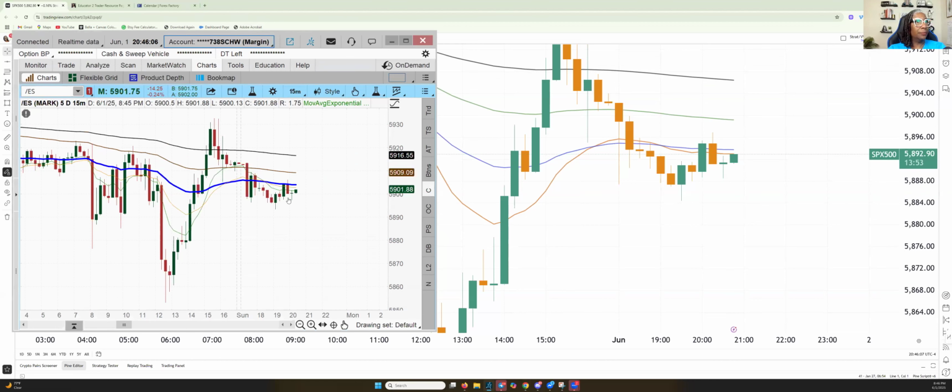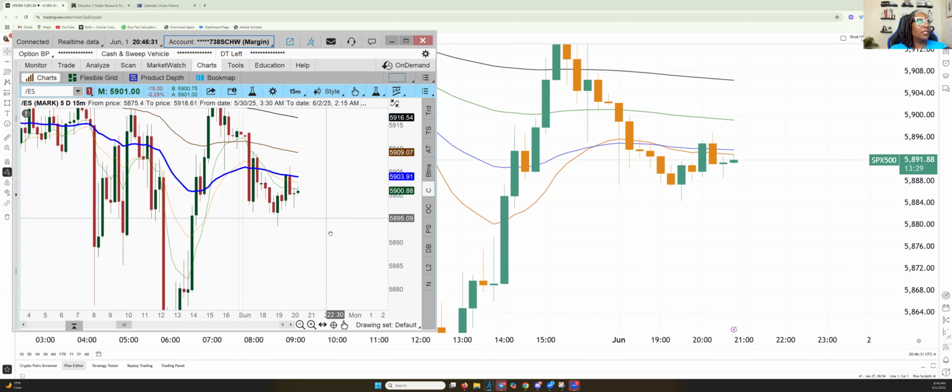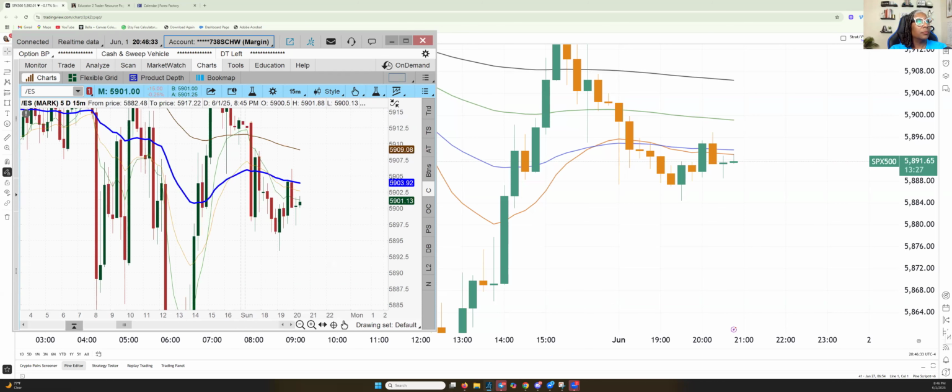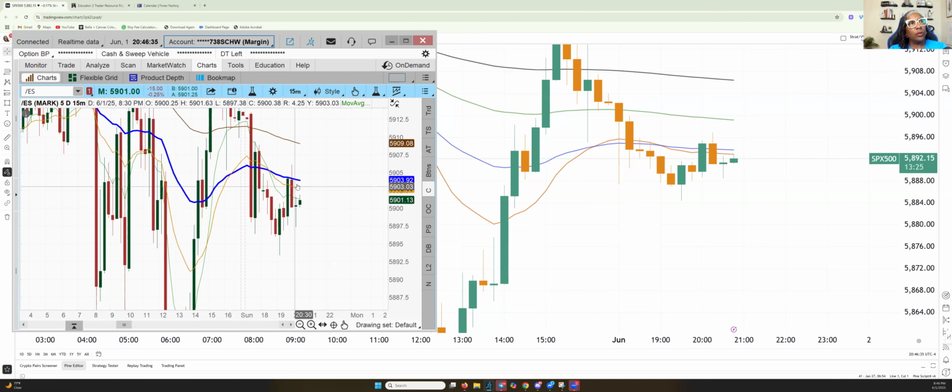But this is what it's doing. This is a 15-minute chart. It ran up as high as 59.30. It went down as low as 58.50. So it's looking slightly bearish for the big moving averages. Well, not just the big ones, because the 9, the 20, and the 50 are also pointing down for now.